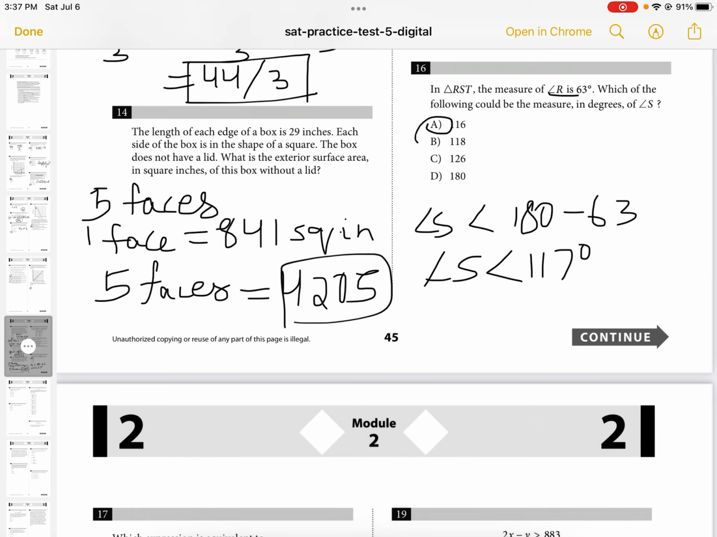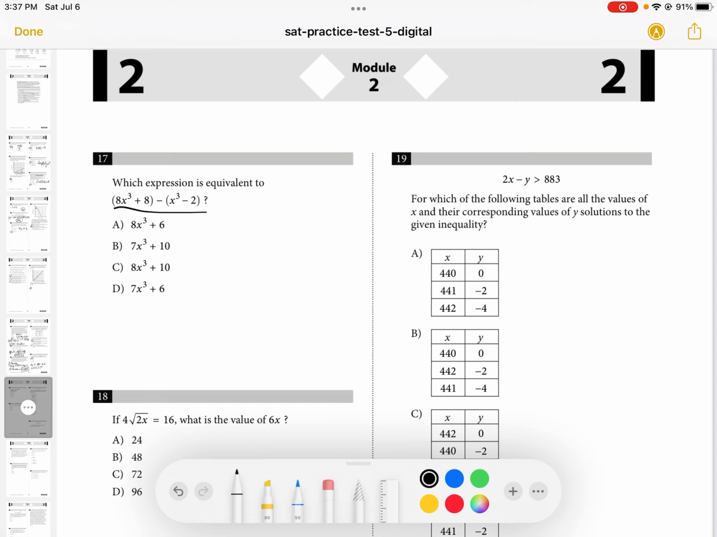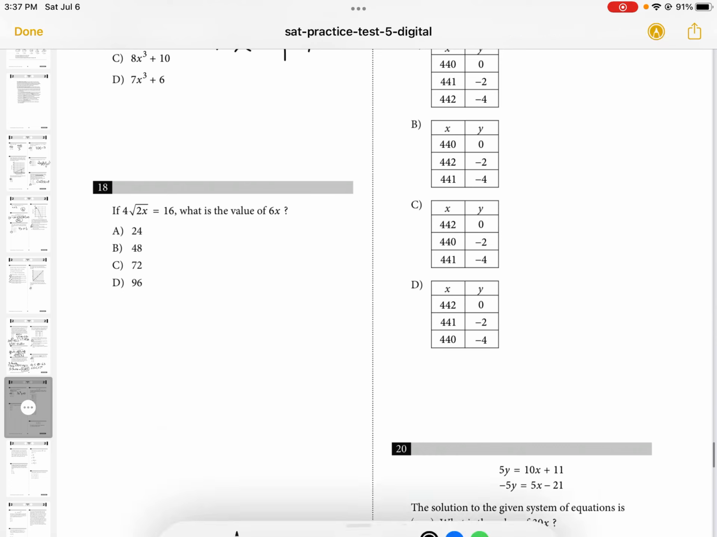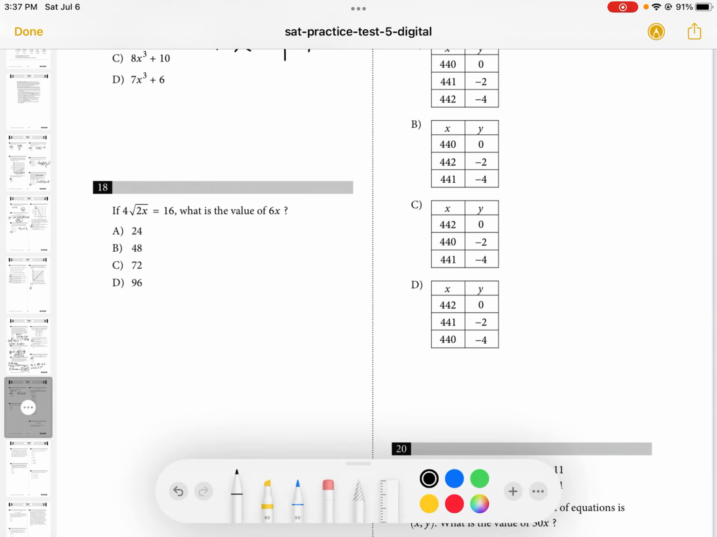Alright, number 17. Which expression is equivalent to this expression right here? So we combine like terms. 8x cubed minus x cubed is 7x cubed. 8 minus negative 2 is plus 10. So 7x cubed plus 10. Okay, that's B. If 4 times the square root of 2x is equal to 16, what's the value of 6x?